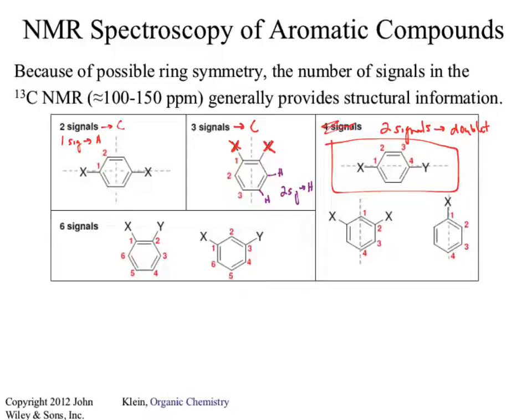So I'd see a pair of doublets in the aromatic range, and I immediately know there's 2 substituents located on an aromatic ring on opposite sides. So a little bit of practice can go a long way for aromatic interpretation. Questions about that?